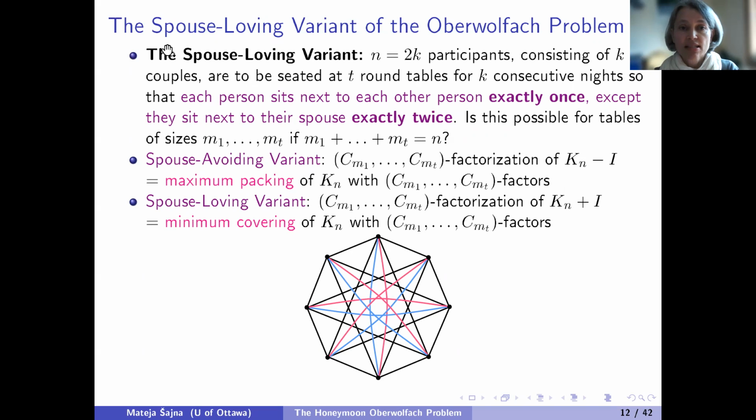And I like calling this the spouse-loving variant because now the spouses, these couples correspond to these specific one factor, and the spouses will get to sit next to each other exactly twice, instead of not at all.